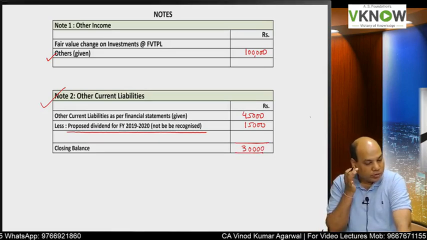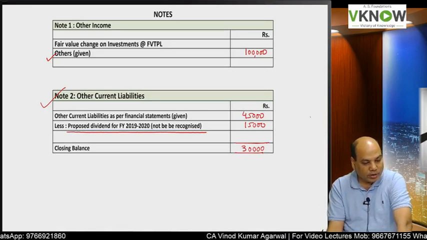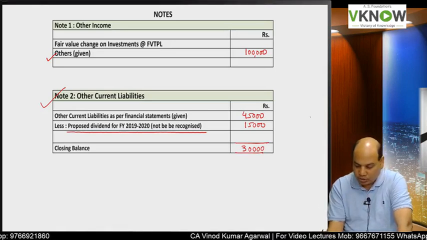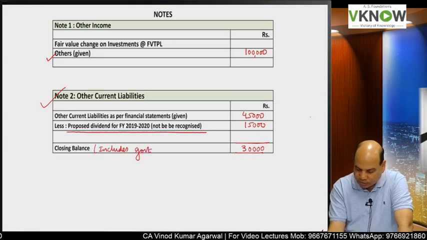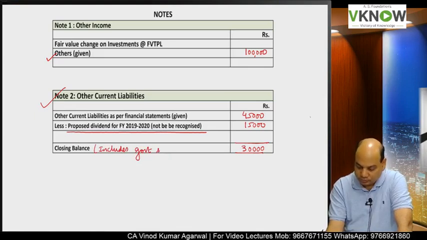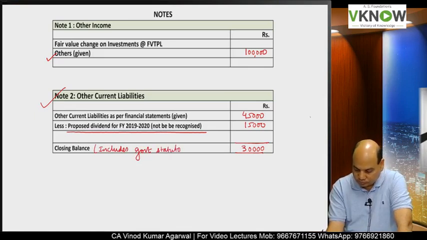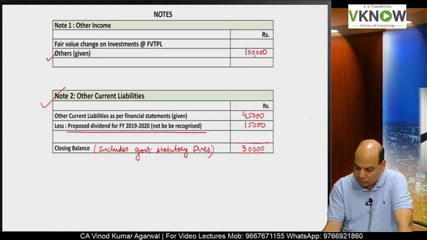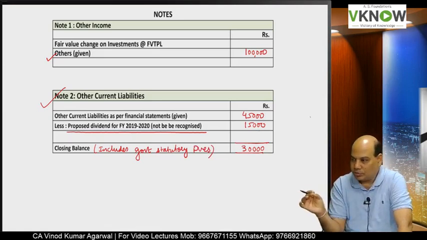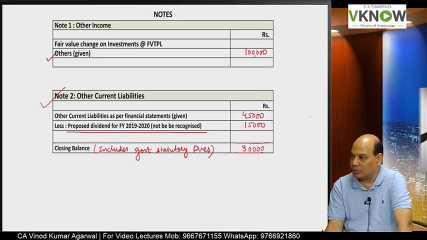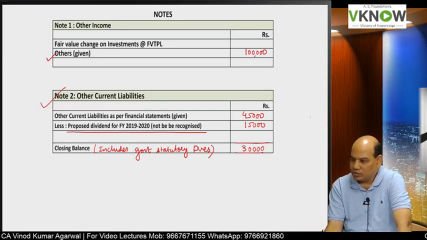Now, reclassification of government statutory dues, that you delete. That is wrong. It should be included. You can just mention here includes government statutory dues, because that will come in other current liability only. Some authors further divide this 30,000 into two separate line items. Government dues 15,000, other current liability 15,000. That is okay.